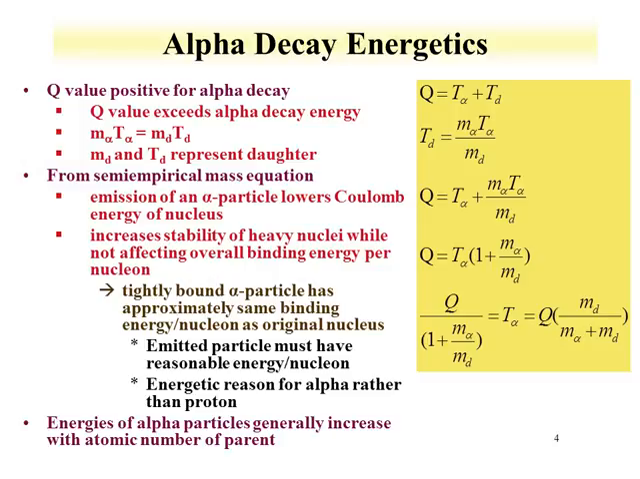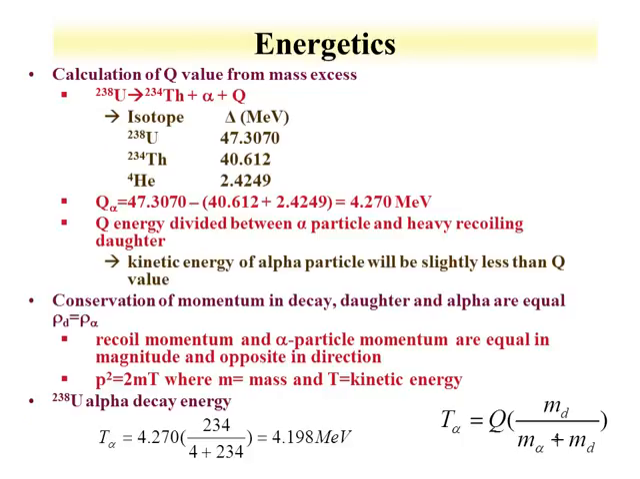From the semi-empirical mass equation, for alpha decay, we know that the emission of an alpha particle lowers the Coulomb energy of a nucleus. This increases the stability of heavy nuclei while not affecting the overall binding energy per nucleon, because an alpha particle is emitted, and if you remember from the figure of binding energy versus mass number, alpha particles have very high binding energies.